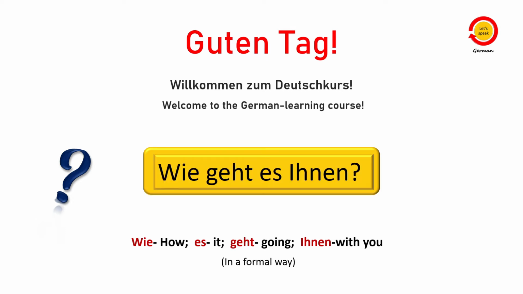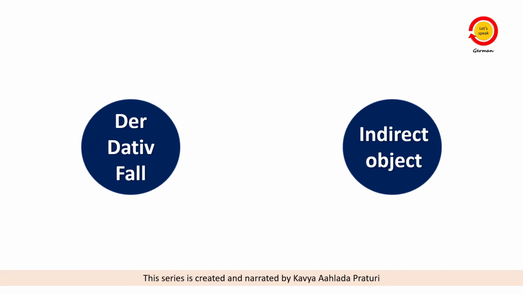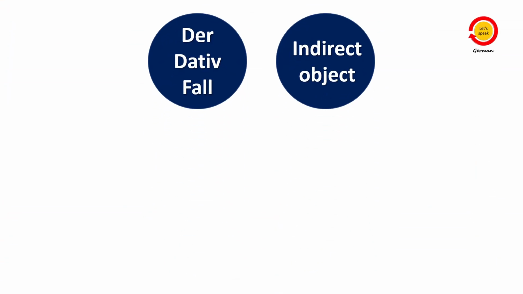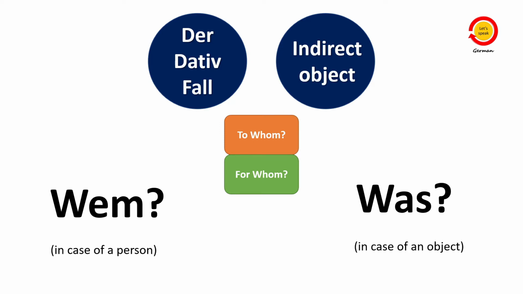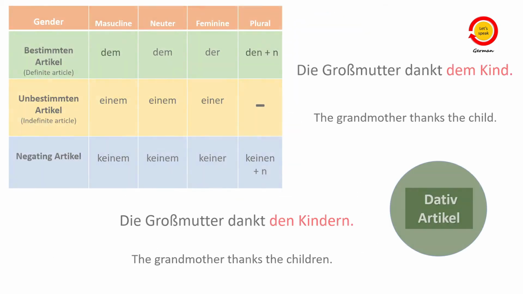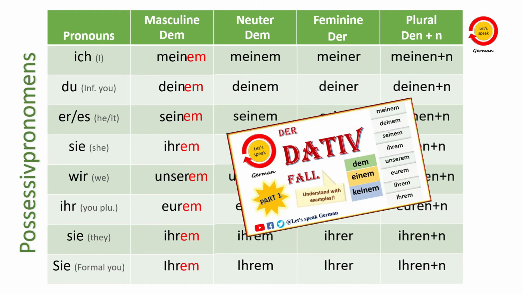In the previous video, we have seen that der Dativfall, or the dative case, is also known as the indirect object. The indirect object is the noun that receives something. It generally indicates to whom or for whom something is being done. So, the question for der Dativfall is wem, to whom, in case of a person, or was, what, in case of an object. We have also discussed the dative articles and possessive pronouns along with a few examples. If you still aren't clear with the dative case, please refer to the previous video of this series, whose link is given in the I button as well as in the description below.